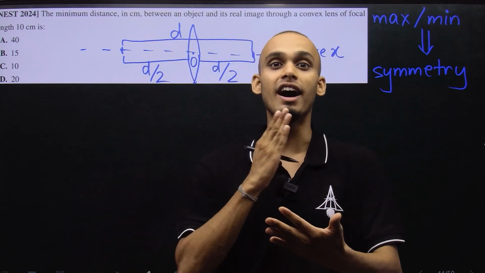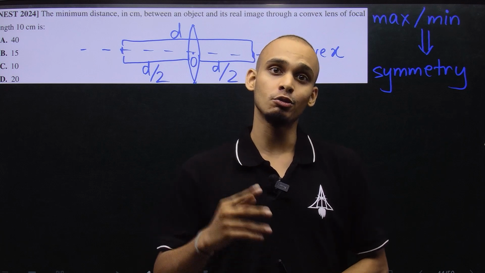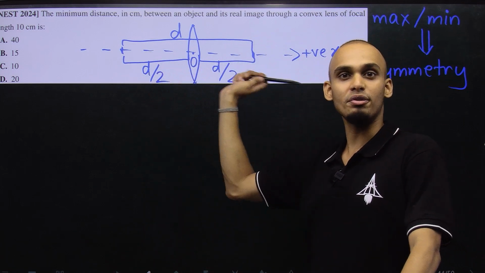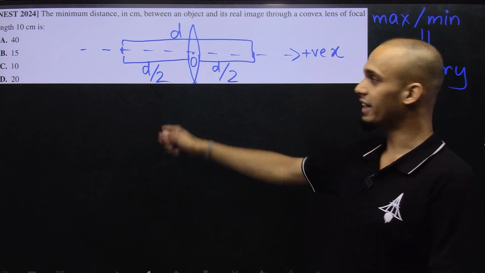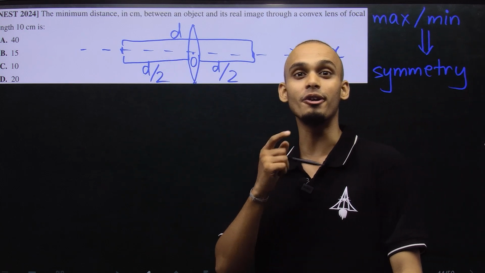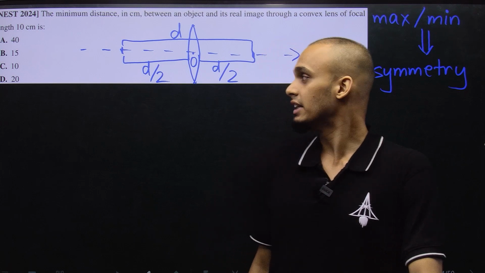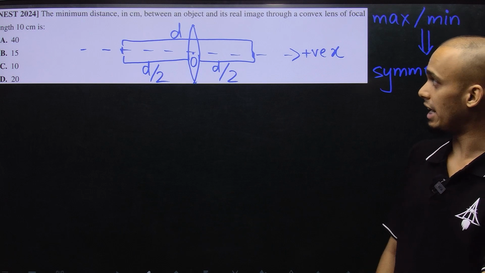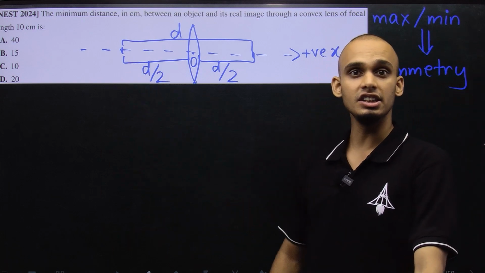First point of logic, maxima and minima leads to symmetry. That will solve half of our problem, and the rest of the problem will be made very easy by taking a convenient choice of variables. We have taken d, so as soon as we solve for d, we have the answer directly. Now, object distance, image distance, since positive x-axis is towards the right, the object distance is negative.